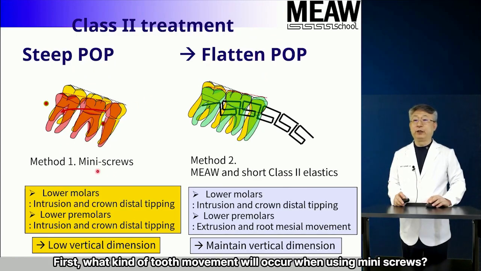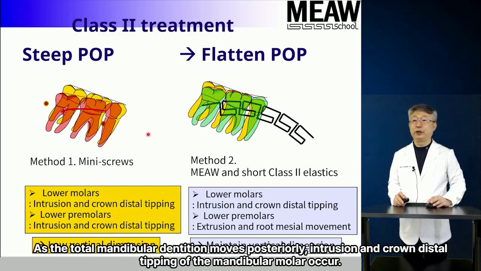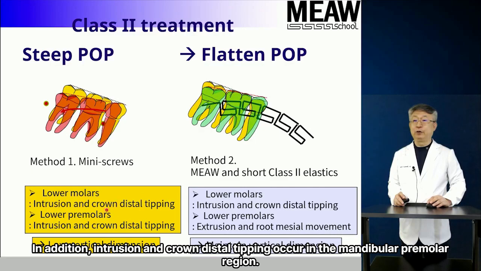First, what kind of tooth movement will occur when using mini screws? As the total mandibular dentition moves posteriorly, intrusion and crown distal tipping of the mandibular molar occur. In addition, intrusion and crown distal tipping occur in the mandibular premolar region.